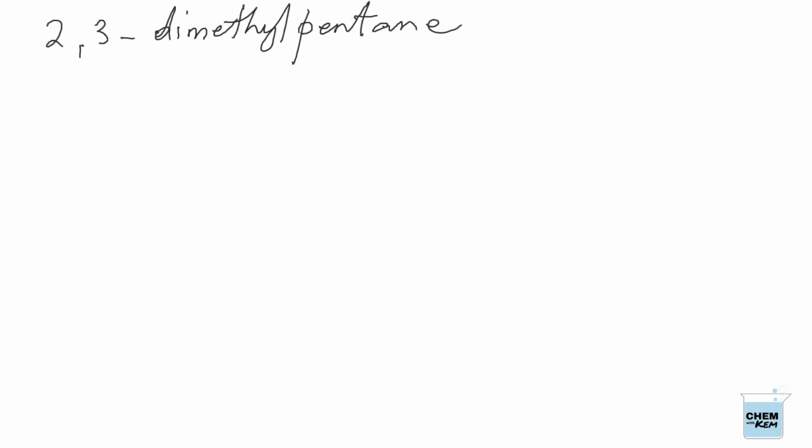All right, the second one is 2,3 dimethyl pentane. 2,3 dimethyl pentane. So for this one, it's telling us that the longest chain is going to have 5 carbons.